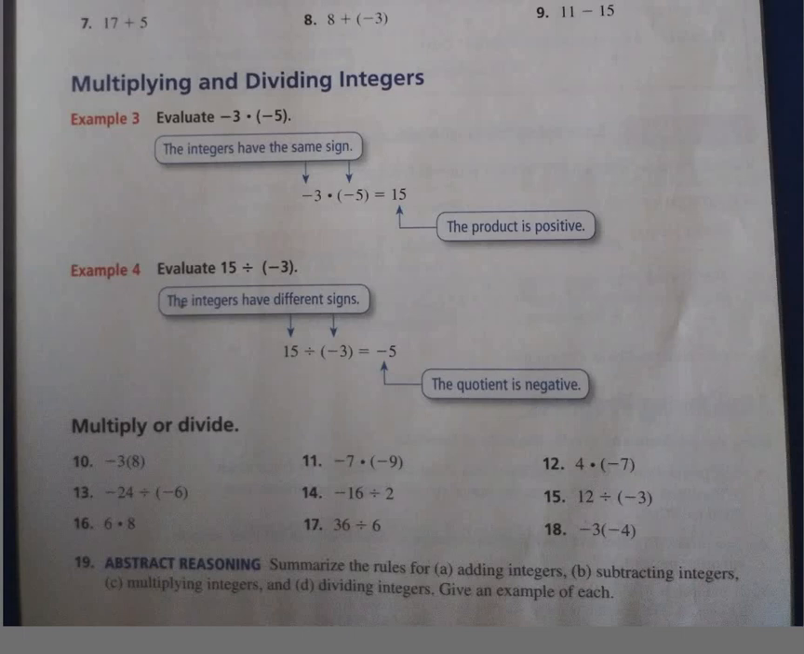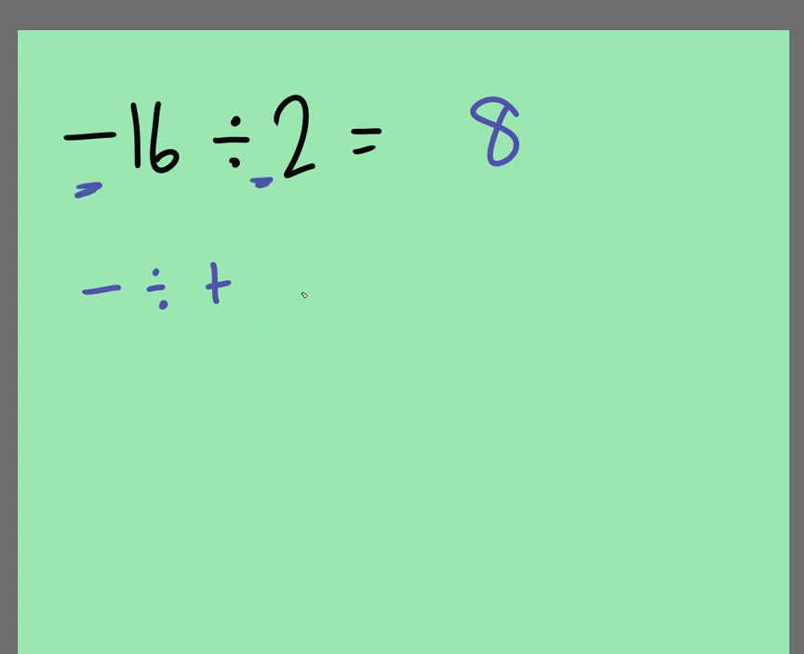The next one is negative 16 divided by 2. So again, we're going to start with the numbers. We're just going to ignore the negatives for now. You can usually do that if you know what you're doing. 16 divided by 2 is 8. Okay, but a negative divided by a positive, right? That's positive and that's negative, will be a negative. If the signs are different, you get a negative when you're doing multiplication and division. So the answer is negative 8.